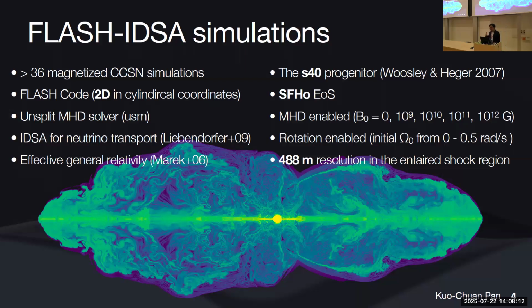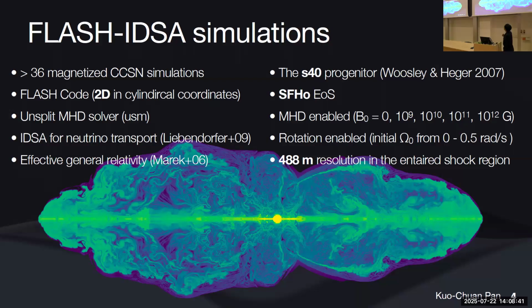And also we use the FHO equation of state. And we consider a wide range of magnetic fields, from non-magnetized to initial fields of about 10^12 Gauss. So this is a very strongly magnetized configuration. And also from non-rotation to moderate rotation, or sometimes people call it fast rotation, but it's about 0.5 radian per second at the collapse stage.